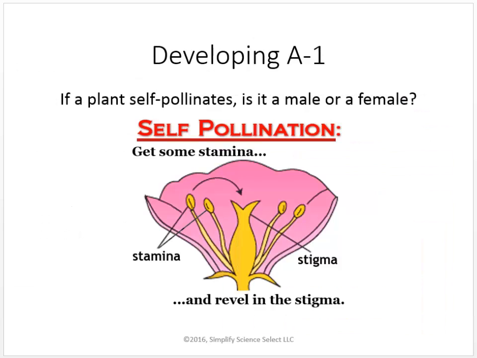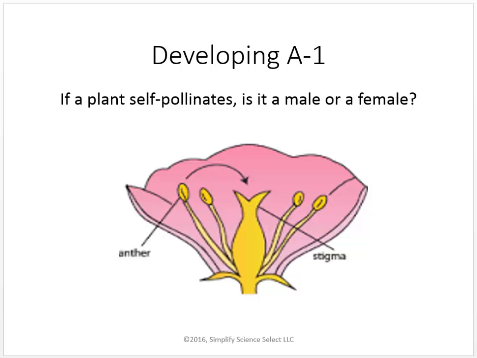Let's look at this developing question. If a plant self-pollinates, is it a male or a female? Well, it has anthers and it has stigma, but trying to describe it as male or female is really trying to describe it in kind of a human society. Flowers just don't work like that. You don't have boy flowers and girl flowers.